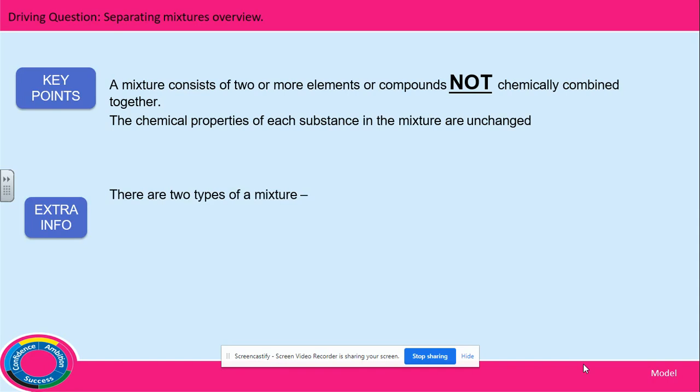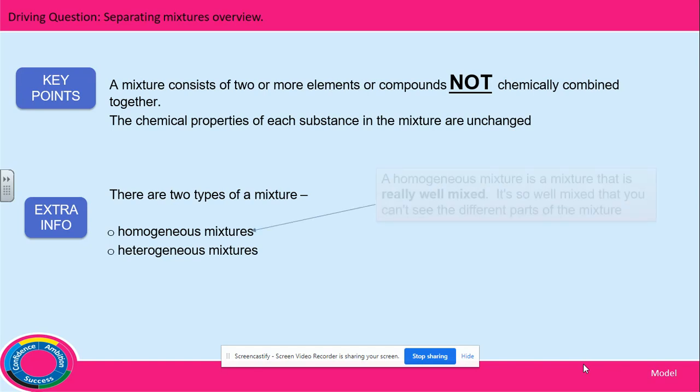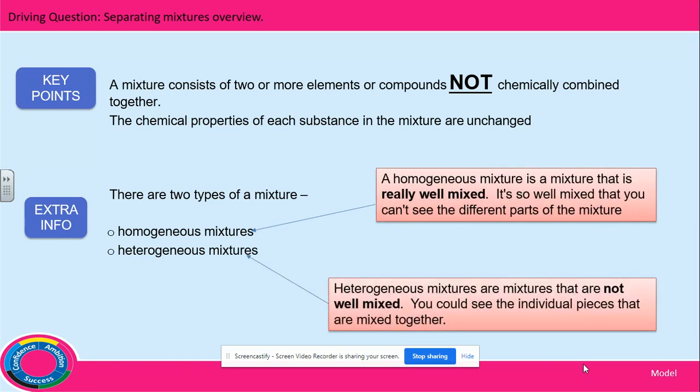Extra information that you must remember. There are two types of mixtures. Can you remember what the two types of mixtures are? They are homogeneous mixtures and heterogeneous mixtures. Do you remember the differences between the two? Let's see. Homogeneous mixtures. A homogeneous mixture is a mixture that is really well mixed. It is so well mixed that you cannot see the different parts of the mixture.